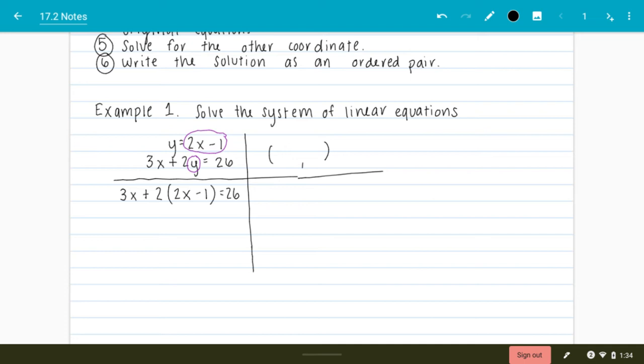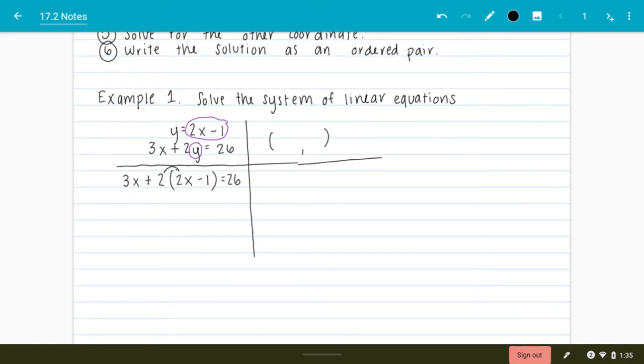So now I have one equation with one unknown. I just don't know what x is. So I'm going to solve for x. I'm going to distribute the 2 to the 2x and then the 2 to the negative 1. So I have 3x plus 4x minus 2 equal to 26. Still needing to solve for x, so combine like terms. 3x plus 4x is 7x minus 2 is equal to 26.